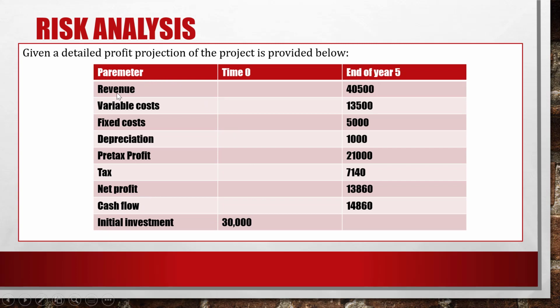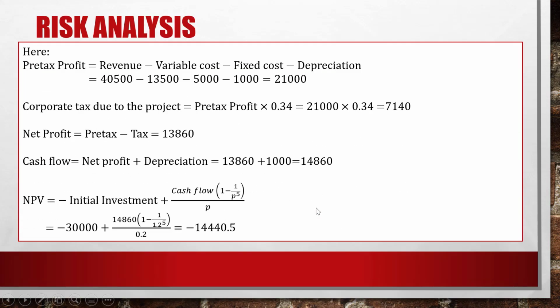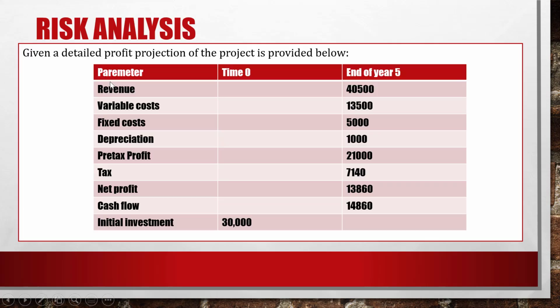I'm going to show you how these numbers come from, okay? So here the pre-tax profits is the revenue subtract the variable cost, subtract the fixed cost, and subtract the depreciation. Look at here. 40,500 is the revenue, variable cost is 13,500. Fixed cost is 5,000, depreciation is 1,000. So now we use these four numbers to calculate the pre-tax profits, the tax, the net profits, and the cash flows.